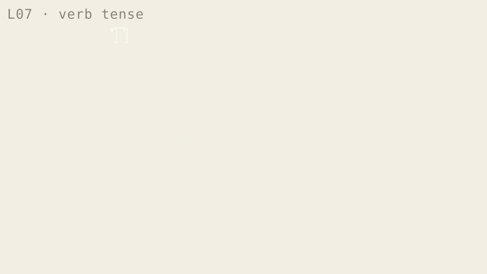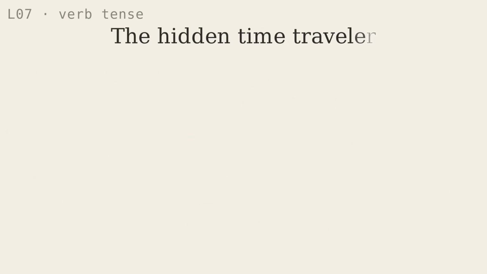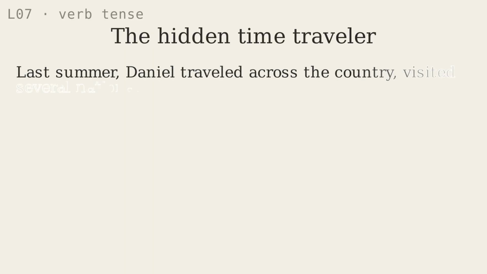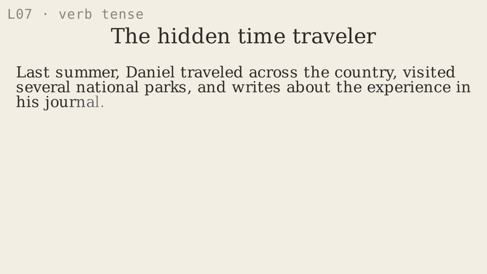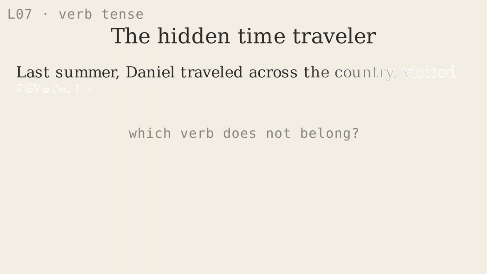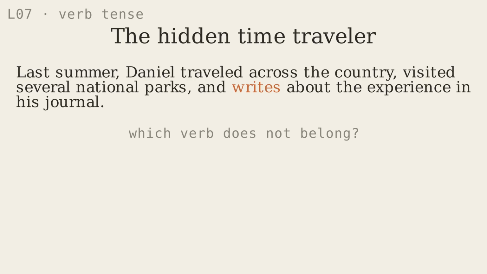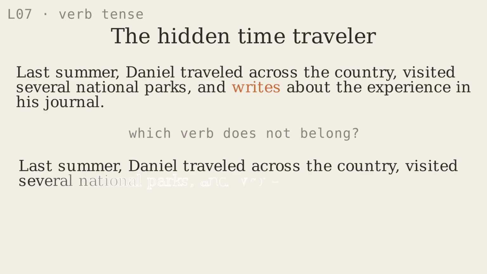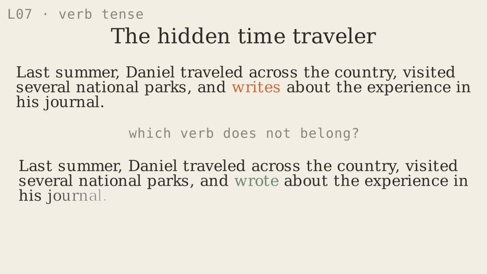Now it is time for the hidden time traveler. Listen carefully. Last summer, Daniel traveled across the country, visited several national parks, and writes about the experience in his journal. Which verb does not belong? Traveled is past tense. Visited is past tense. But writes is present tense. Writes is the actor wearing the digital watch. The correct sentence is, last summer, Daniel traveled across the country, visited several national parks, and wrote about the experience in his journal. Traveled, visited, wrote. All three actions belong in the same past tense scene.